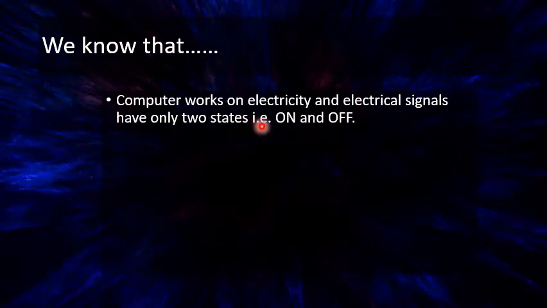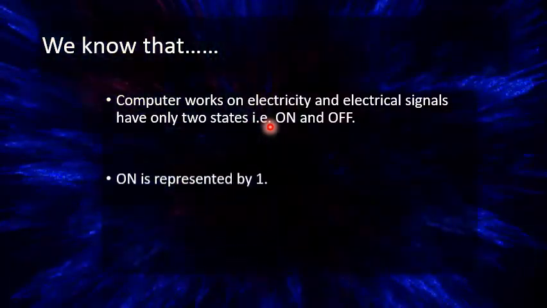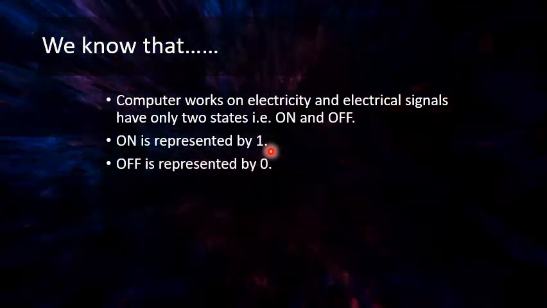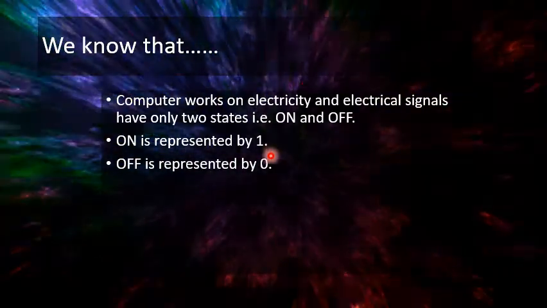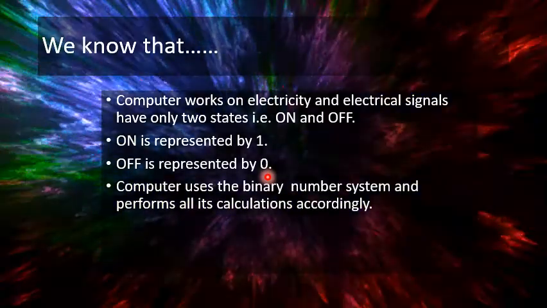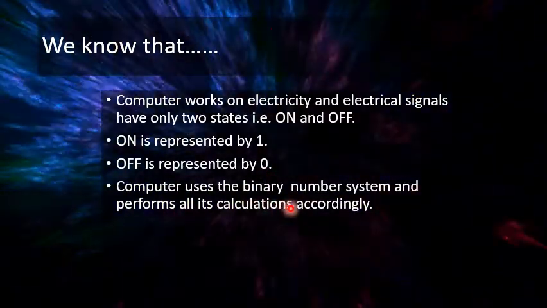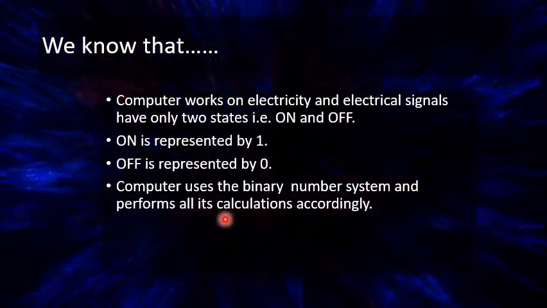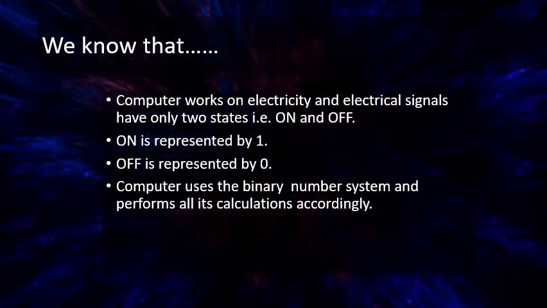When we talk about the binary number system, we know that computers work on electricity, and electrical signals have only two states, and these are on and off. On is represented by 1 and off is represented by 0. Computer uses the binary number system and performs all of its functions and calculations accordingly.